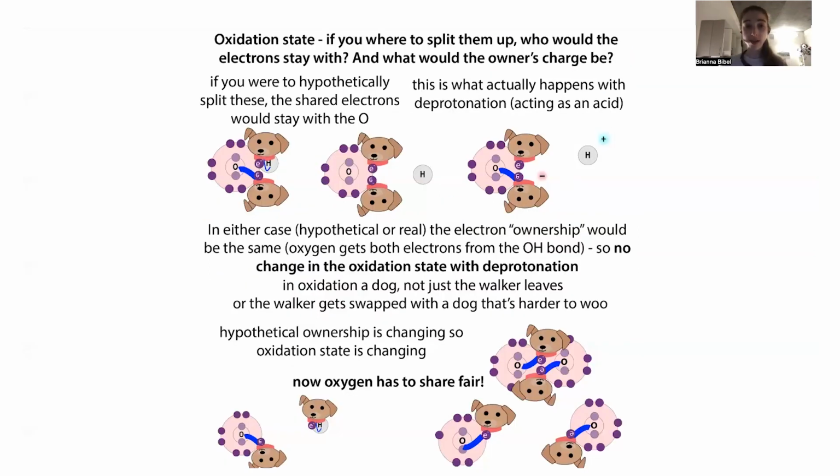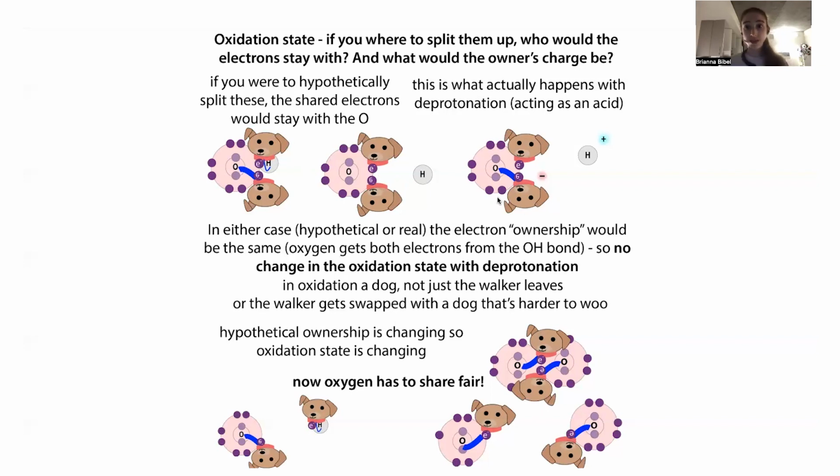Okay, so let's think about an OH. Think about this OH being attached to some other molecule, so there's some other bond here. If you were to hypothetically split the hydrogen from the oxygen, just like before, the electron that originally came from that hydrogen is going to want to stay with that oxygen because the oxygen is more electronegative.